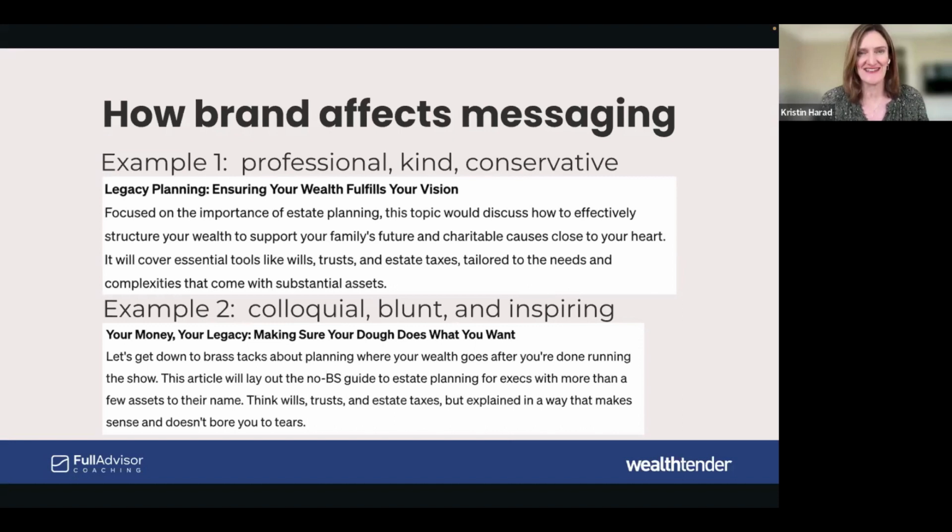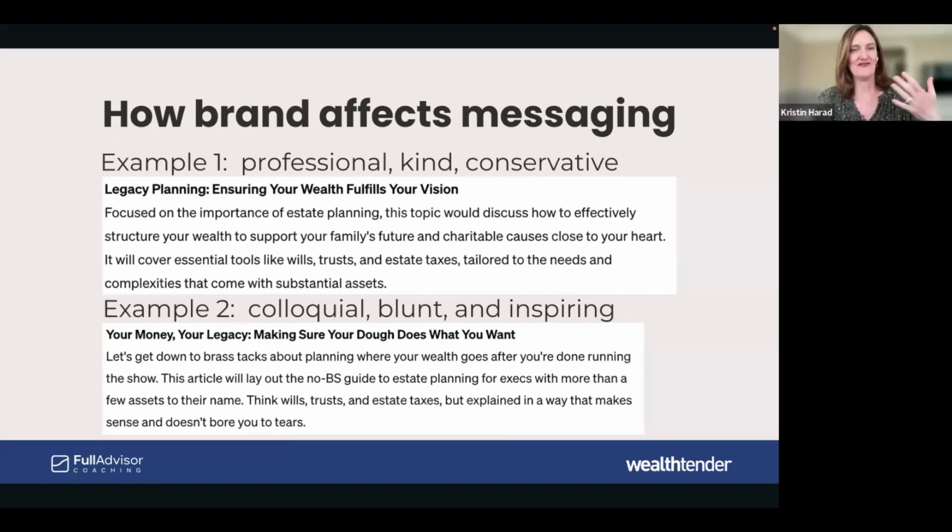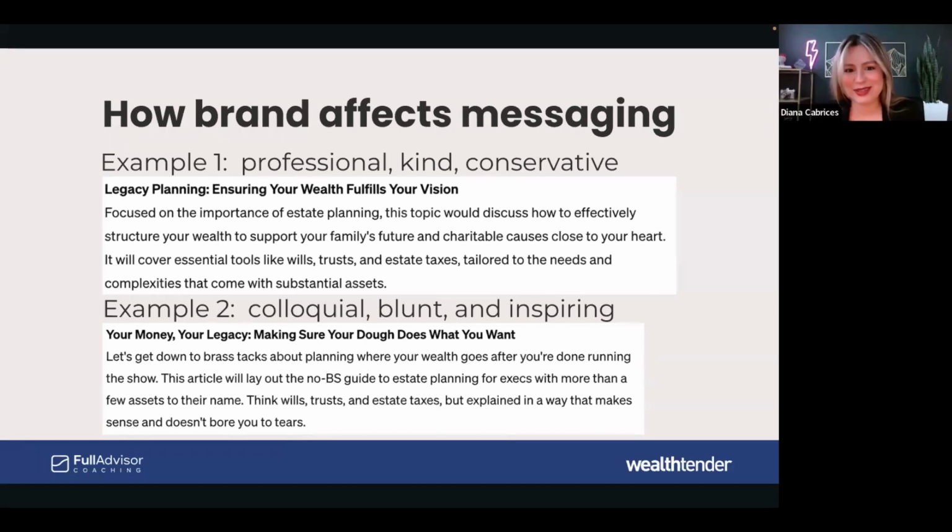I just loved the juxtaposition of the two of these, because you can see personality informs the style in which you convey your content. So I think this is really fun.